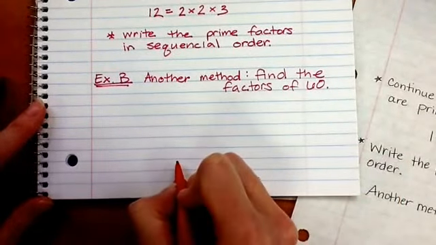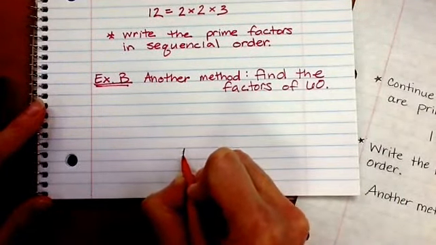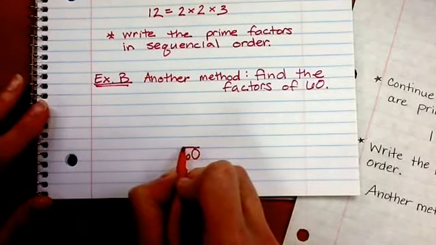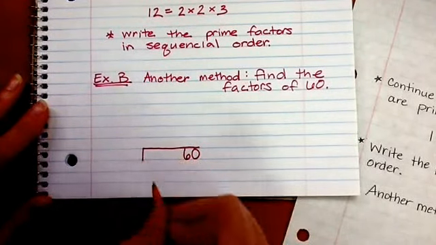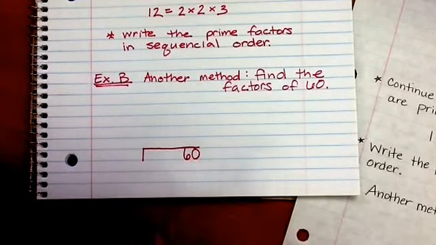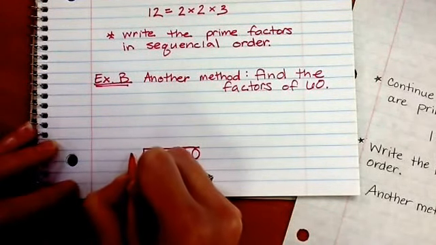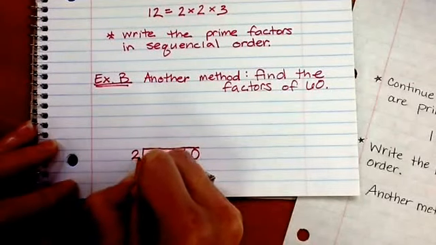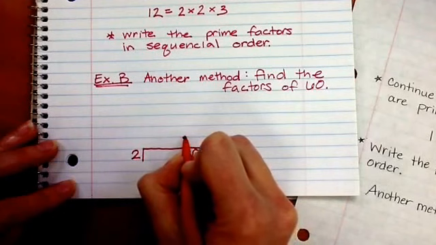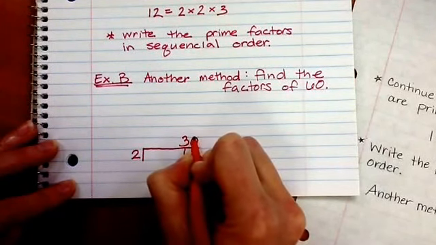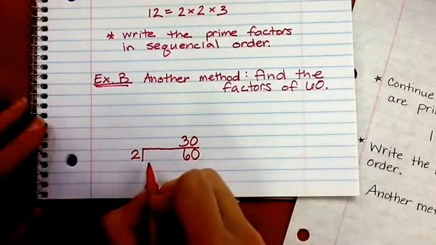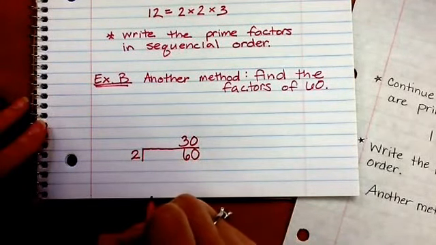So I'm going to come down here, and I'm going to put 60 out at the very end, and I'm going to create a division symbol. That's going to look like that. And I'm going to ask myself, what is a prime number that can divide into 60? And I come up with the number 2. 2 is a prime number that can go into 60. Now 2 goes into 60 30 times. So I put my quotient on top of my division problem here.